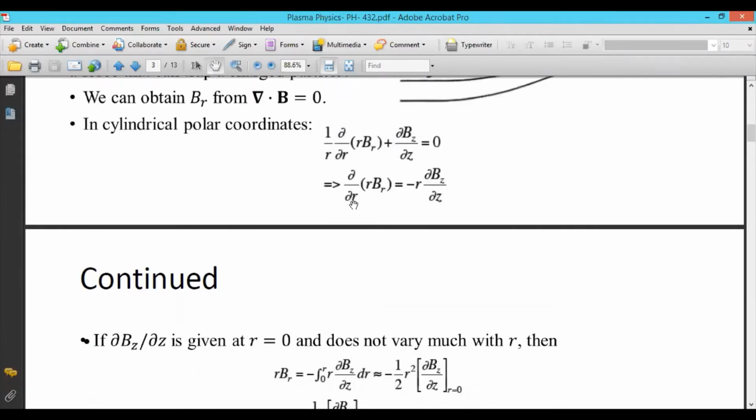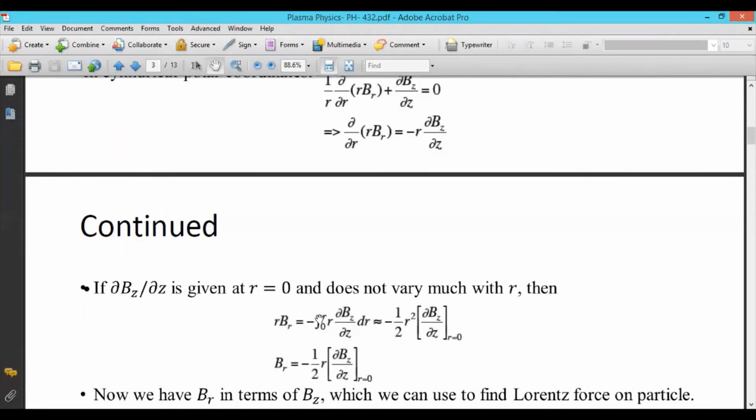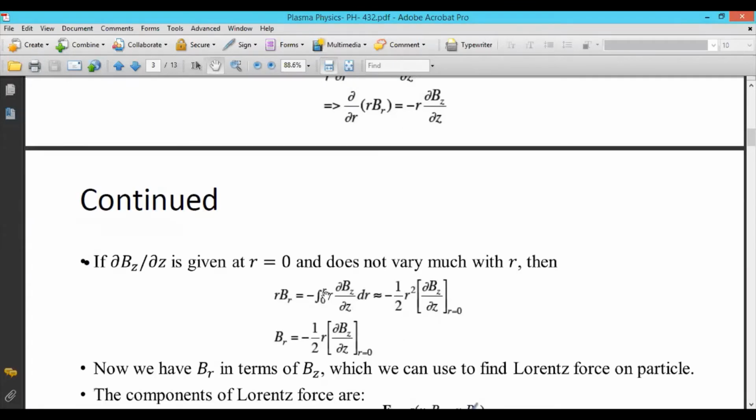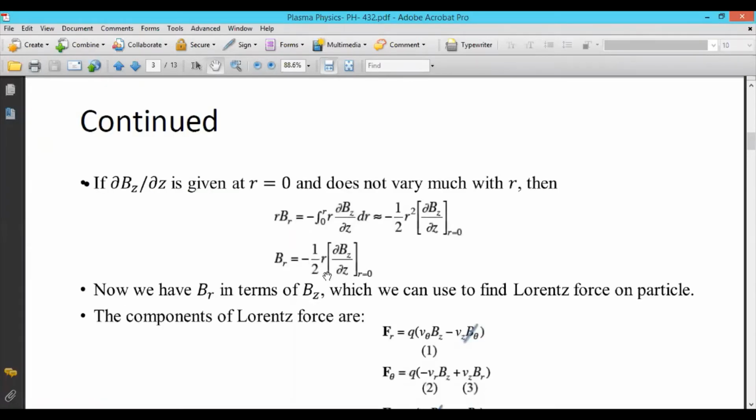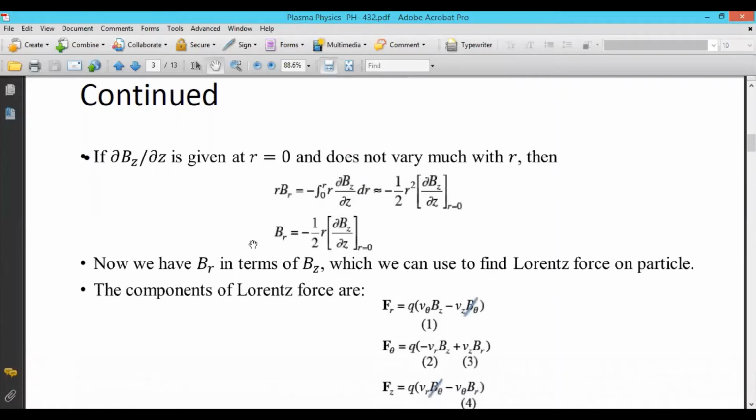So we can write the above expression as r B of r equals minus the integral from 0 to r of partial z B z dr. As partial z B z does not vary, we can treat it as a constant at r equals 0, and the integral is over r, so we have an expression of the form r B of r equals minus 1 over 2 r squared partial z of B of z at r equals 0, or we can write it as B of r equals minus 1 over 2 r partial z of B z at r equals 0.